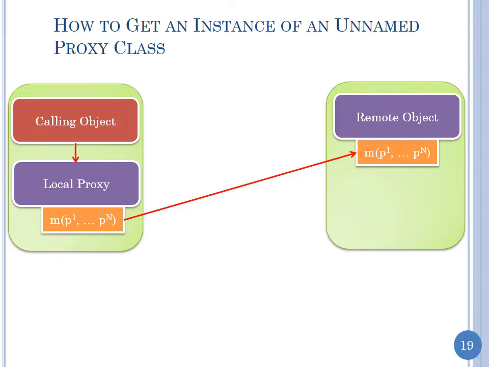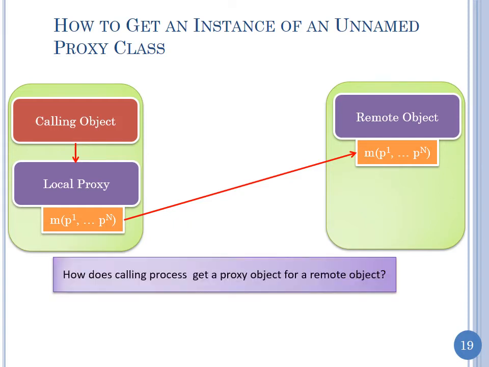Other than creating the remote interfaces, this is the step you have to take. As it turns out, we don't want you to even know the name of the proxy class in RMI. You should be able to get an instance of a proxy class without ever naming that class. So our next question is: how does the calling process get a proxy object for a remote object whose class you might know, but the proxy object's class you don't know, because that's generated by Java?